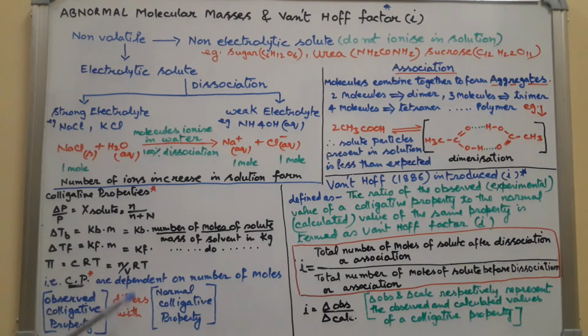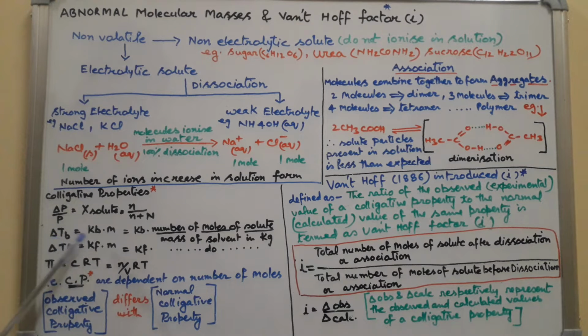Now let's have a quick recap here. This is what? Lowering in the vapor pressure equals what? This is the mole fraction of the solute, which in turn equals the number of moles of solute upon the total number of moles in the solution. And what is this n? n is equal to W by M. You know that.